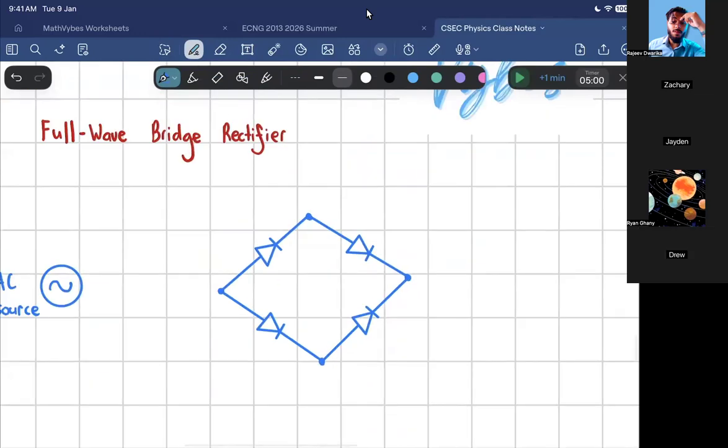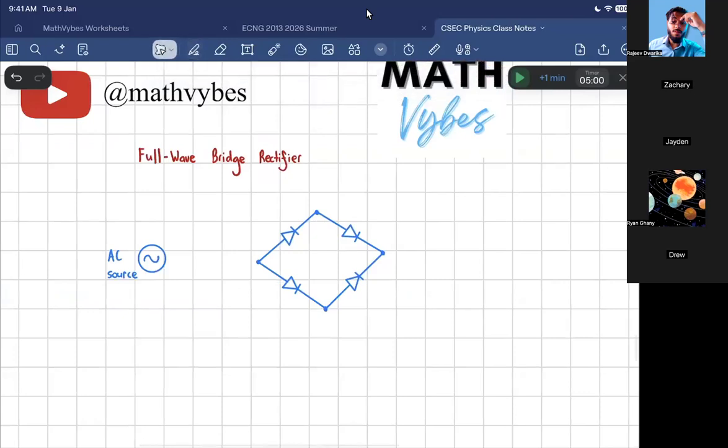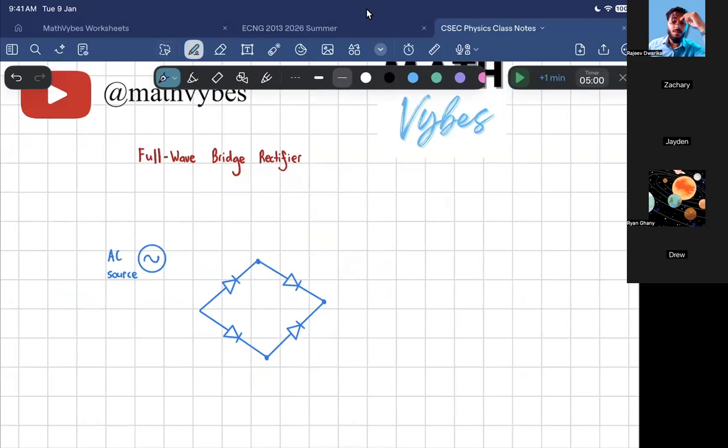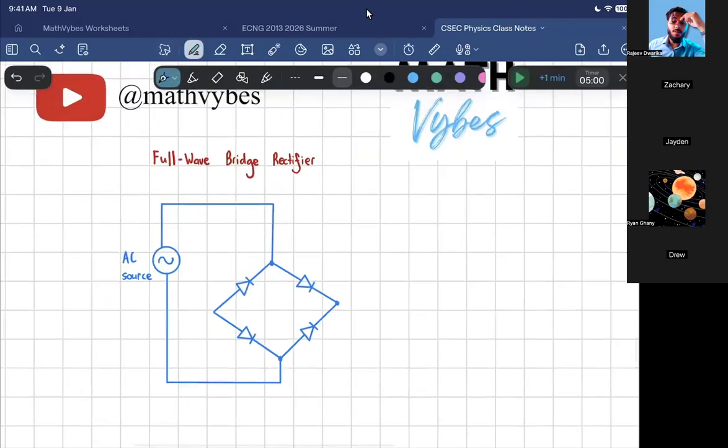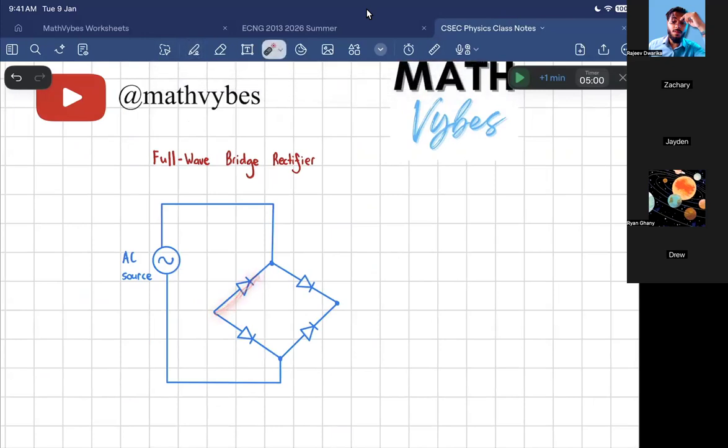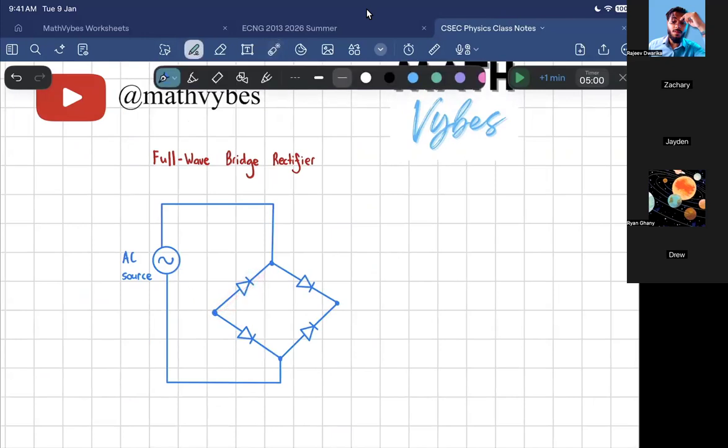So we have this here, and we are going to connect this in such a manner like this. Okay, are you with me so far? I have four diodes, right? In this particular direction. The direction is very, very important. If you mess up the direction, you'll get it wrong.